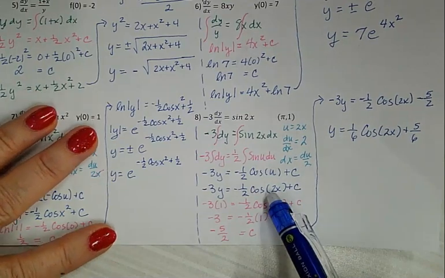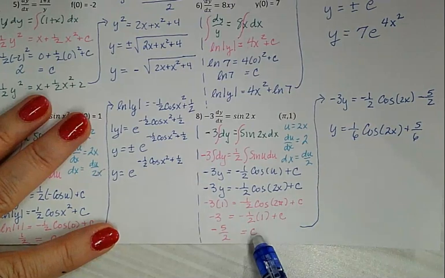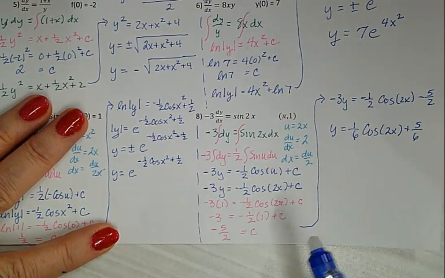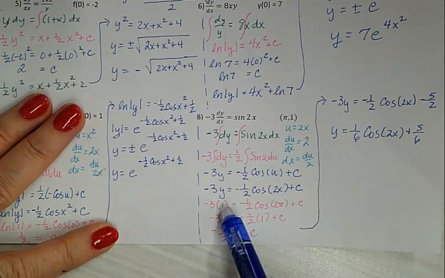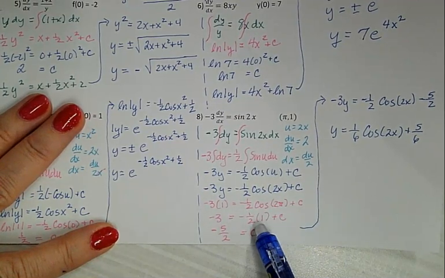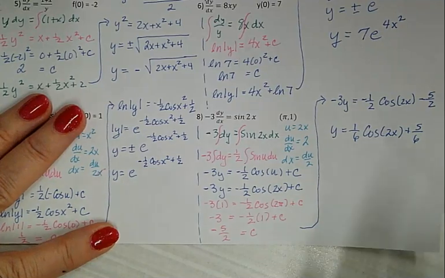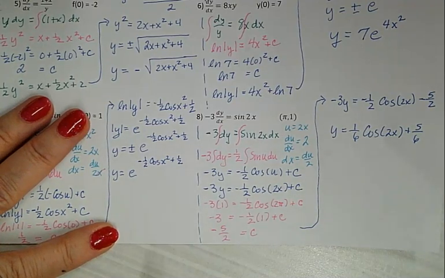Plug my u back in. So now I'm going to use my initial condition to find c. So I plug it back in here, and I know that cosine of 2 pi is 1. So negative 1/2 times 1 is negative 1/2. And so when I'm moving it over, I have to get a common denominator.